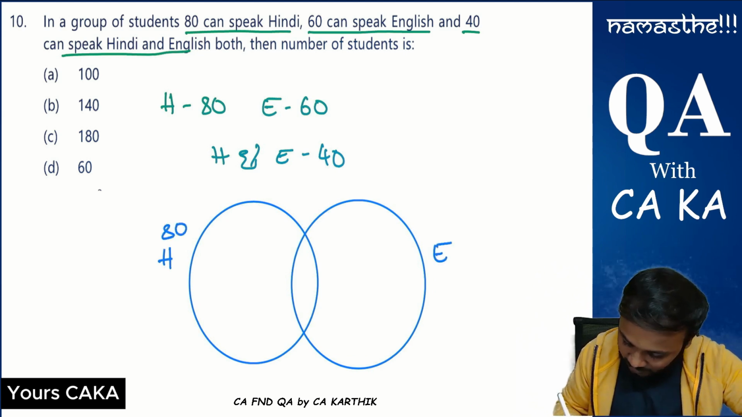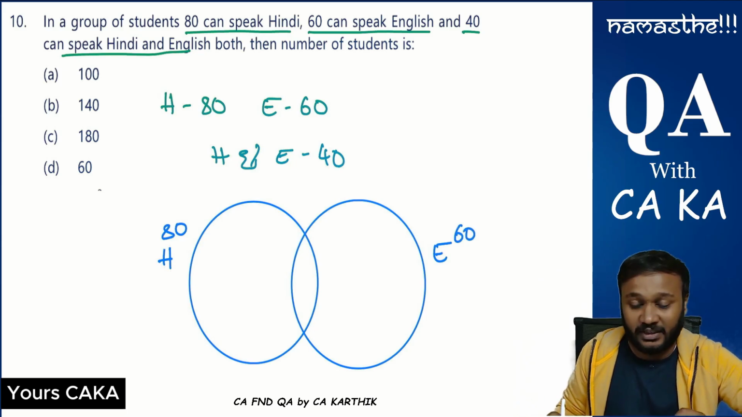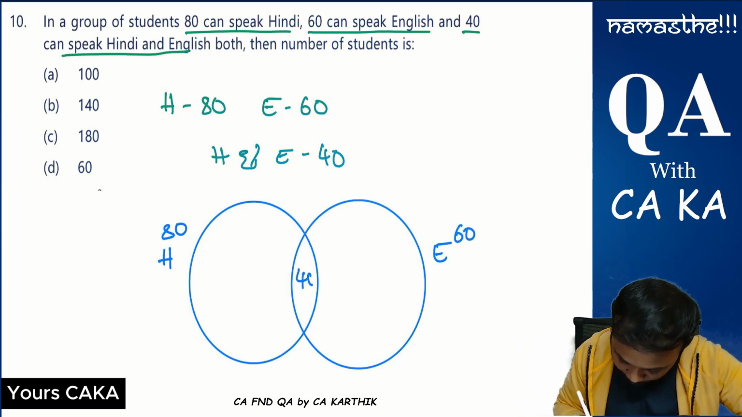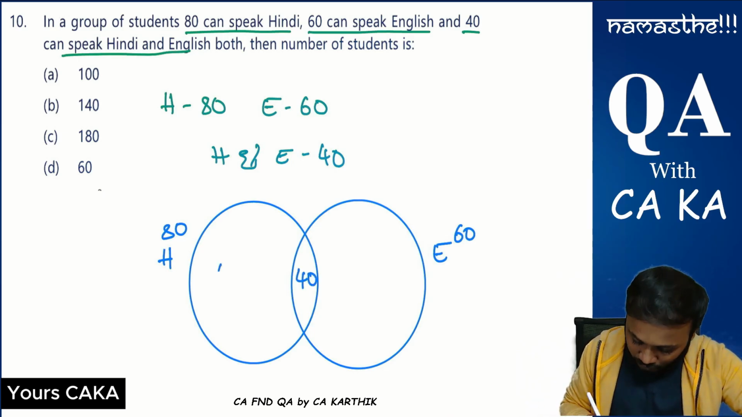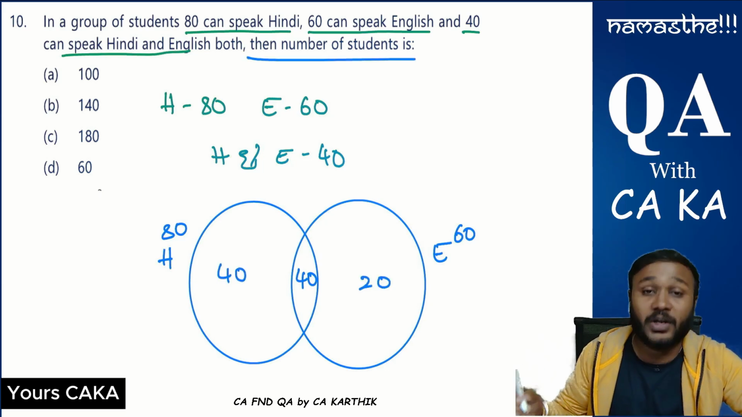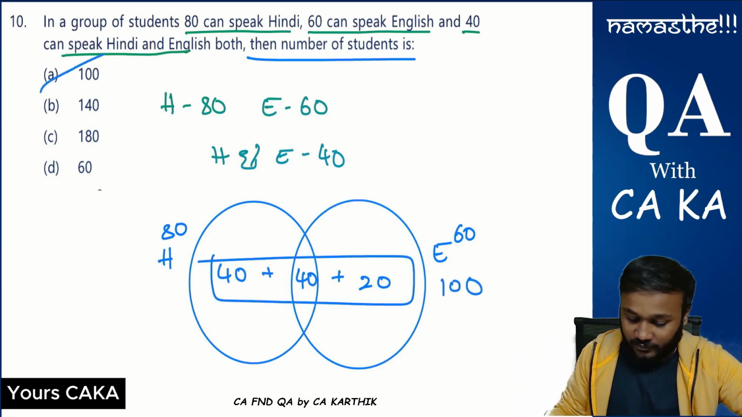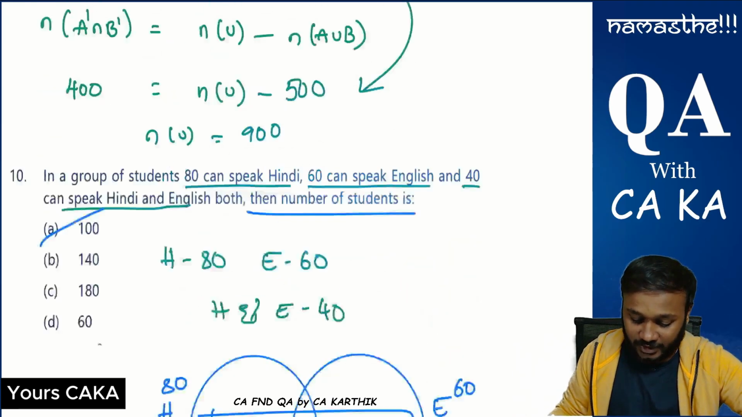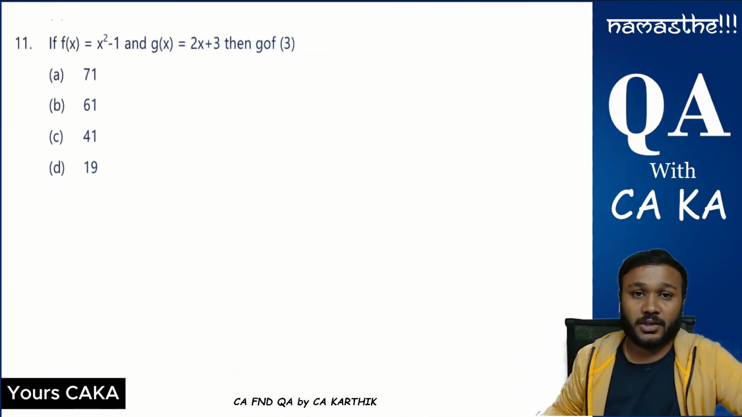Overall 80 students can speak Hindi, and 60 can speak English. Now we need together 40, both Hindi and English. So the balance, 80 minus 40, will be 40, and 60 minus 40 will be 20. What was the question? The number of students. If you add all these three, you'll get 100, which is nothing but option A, your right answer. So with this, your 11th question.